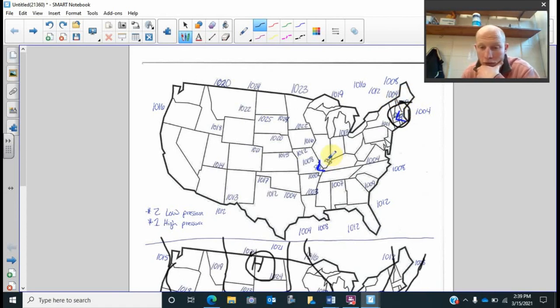Down here I see 1,000. Here I see 1,000. All right, so I circle that guy up. So we do have 2 low pressure areas that are moving through the United States on this map.